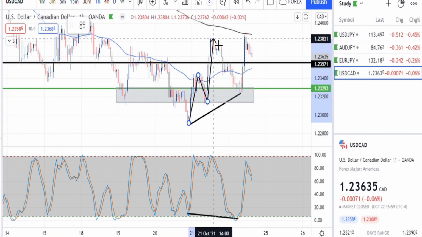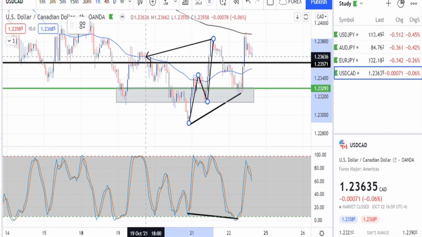Then we go back up, we just made a higher high. Okay, so it just broke this structure point right over here. It just broke this high over here. So that is showing me that this market is getting ready to reverse.